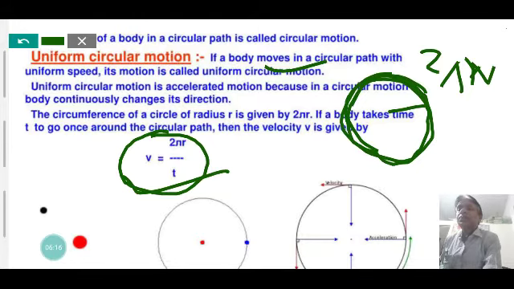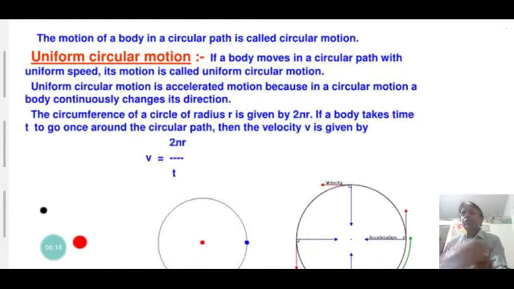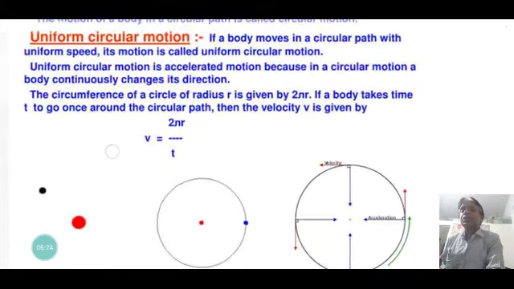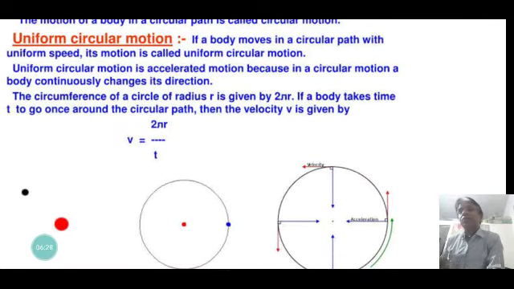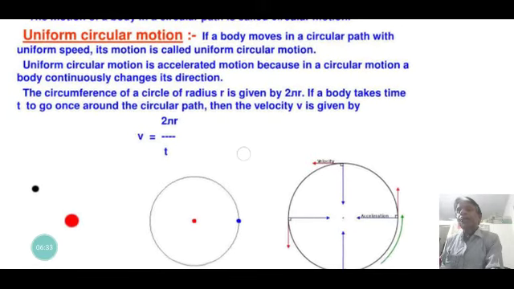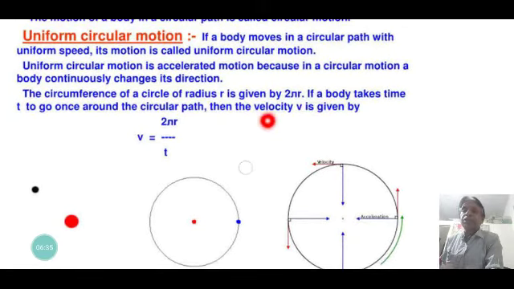Now, another type of velocity is also associated with the uniform circular path, known as angular velocity. We will correlate the relation between the linear velocity and angular velocity in the next slide.